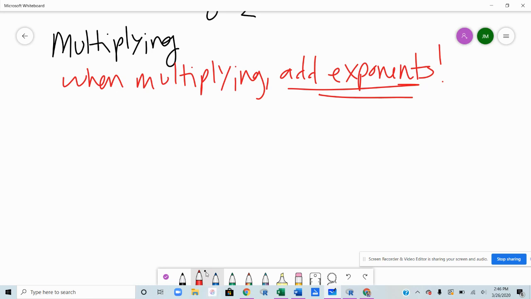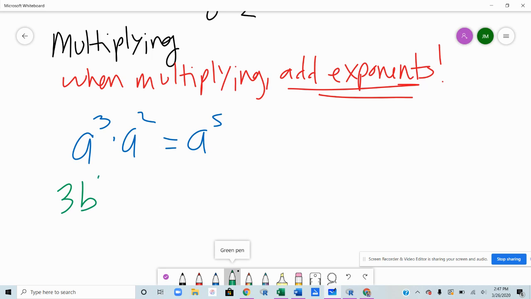Okay, so when you have a cubed times a squared, you get a to the fifth. If you have 3b to the sixth times 2b to the fourth, you multiply your coefficients, 3 times 2 gives you 6, b to the sixth and b to the fourth, add those, gives you b to the 10th.